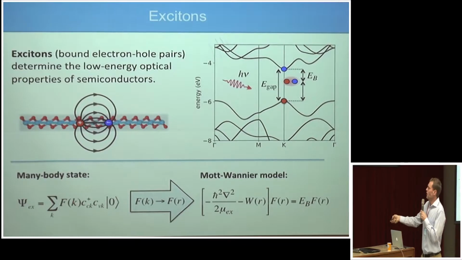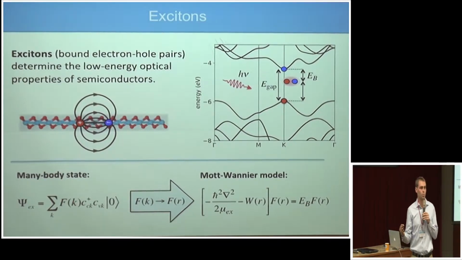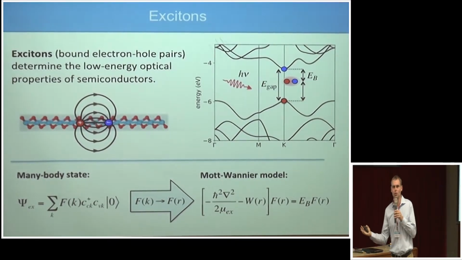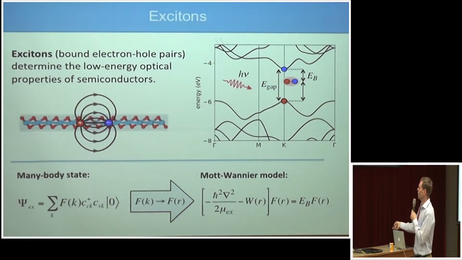If you now take the expansion coefficient f of k and you Fourier transform it to real space, you will find that that function of R satisfies a well-known equation here that looks like the Schrödinger equation for a hydrogen atom. This is called the Mott-Wannier model. Okay? So the f is nothing but the Fourier transform of the expansion coefficient of the wave function in reciprocal space. Okay? So this is a simple model for describing excitons in solid-state physics.